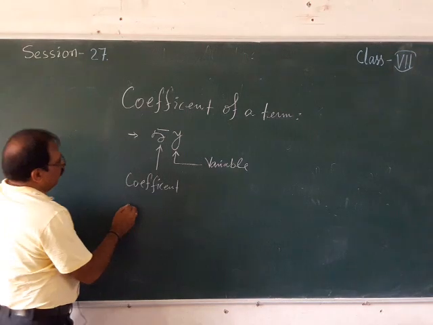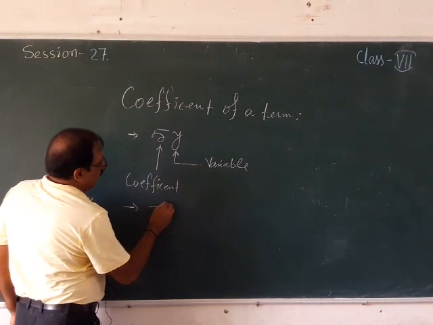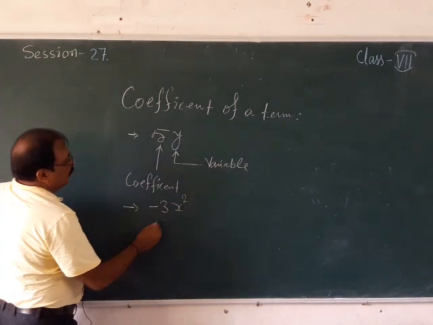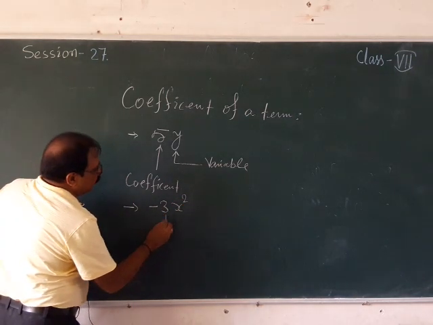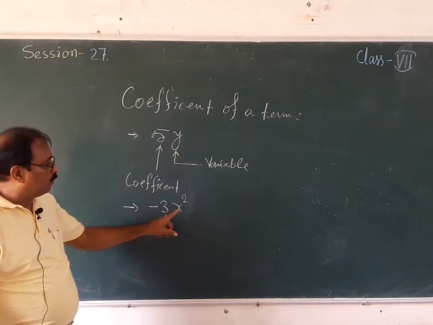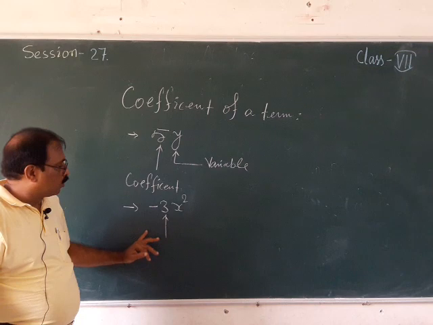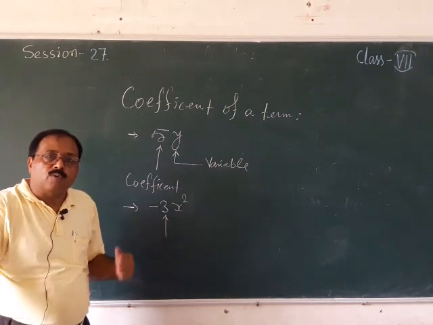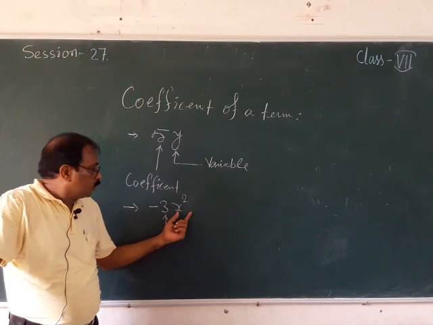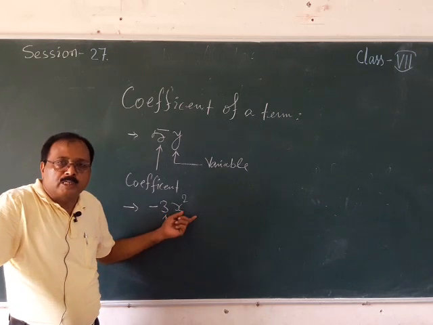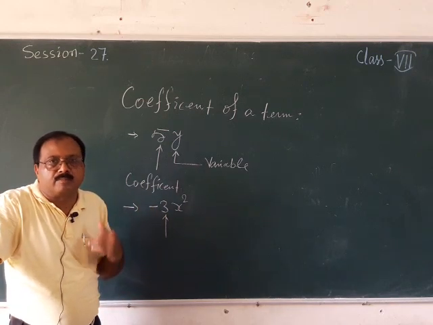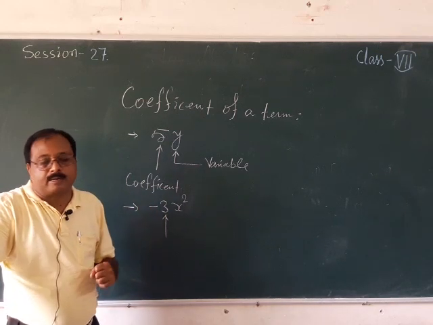In the same way, suppose I am writing minus 3x square. Here what is the coefficient of x square? That is minus 3. Minus 3 is the coefficient of x square here. Or you can also say, if I ask you what is the coefficient of minus 3 here, then you can say x square. So x square can be the coefficient of minus 3, and in the same way, minus 3 can be the coefficient of x square.